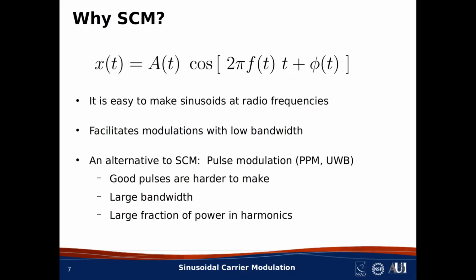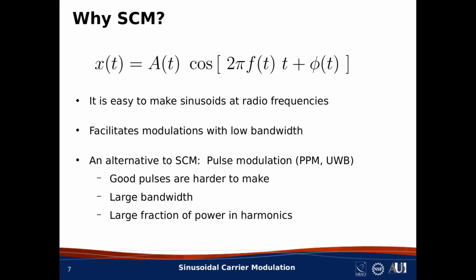Now, just to be fair, let me point out that there are useful alternatives to SCM. For example, you might consider sending information using combinations of very short pulses. This is called pulse modulation. Specific forms of pulse modulation include pulse position modulation, which you might know by its acronym, PPM, and also impulse modulation, which is sometimes known as ultra-wideband modulation, or by its acronym, UWB.